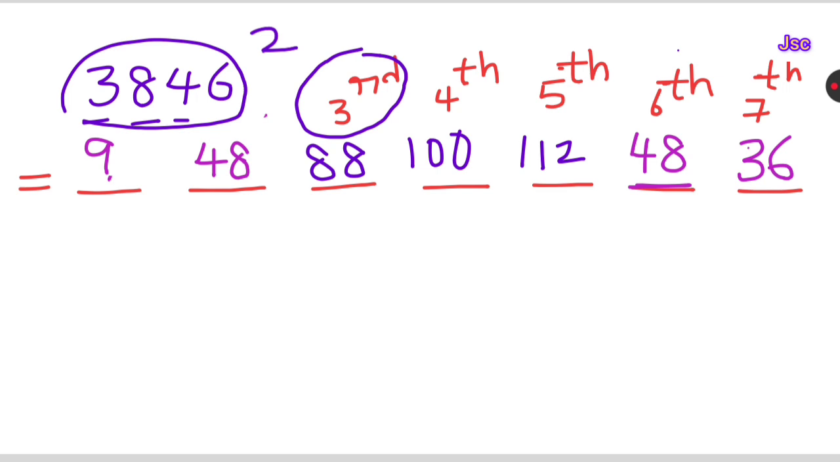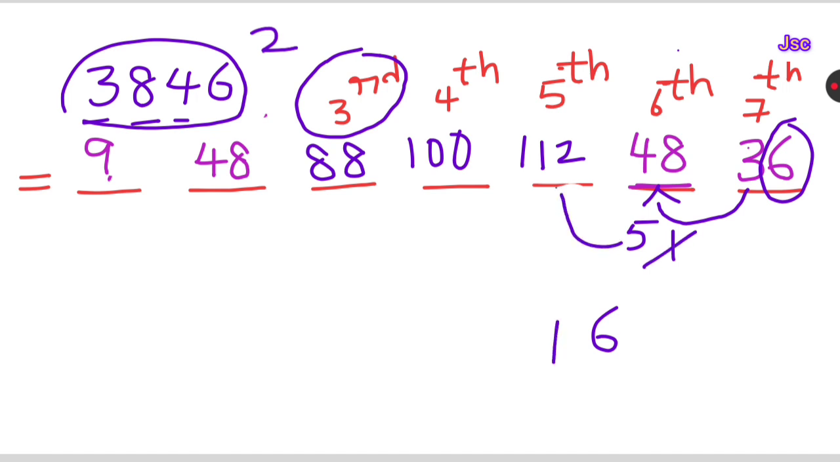Now it's time to write the result. First you take the unit digit 6, and the remaining 3 you add to the previous number. 48 plus 3 is 51. Just write 51 here and take only 1, and the remaining 5 add to the next number. So 112 plus 5 is 117. So just take only the 7.